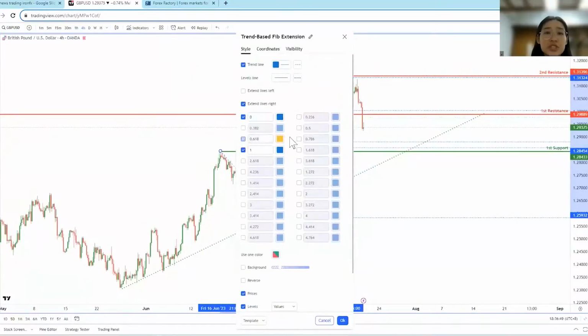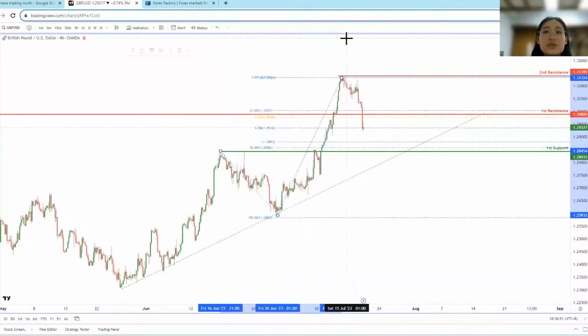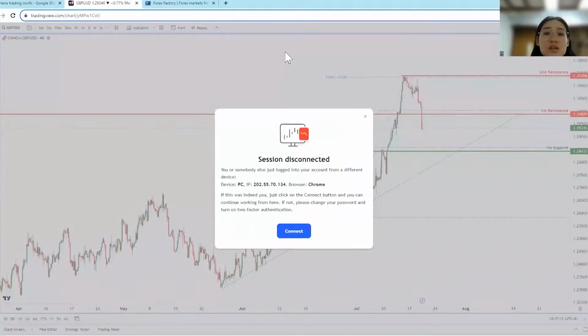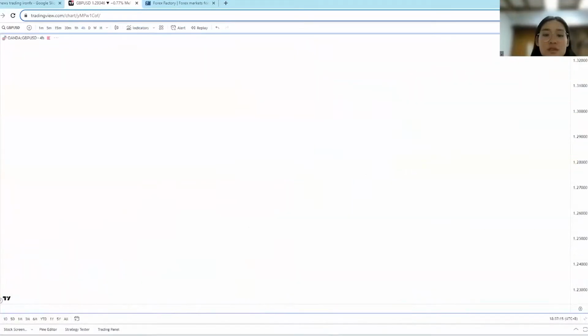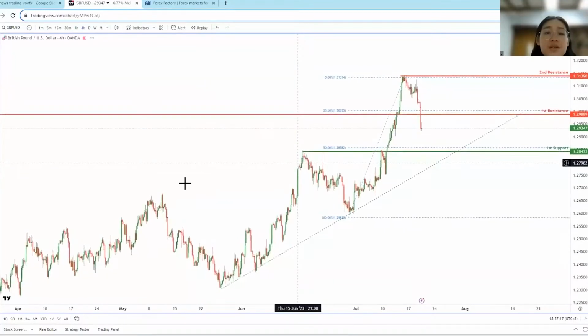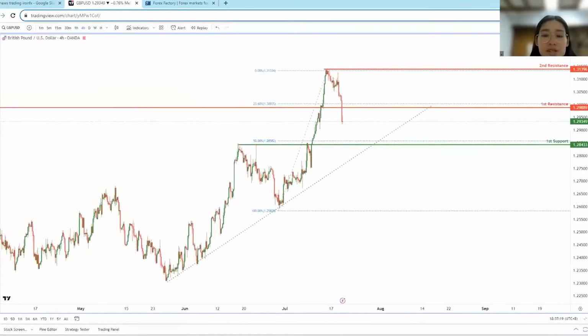Now for Fibonacci projection, we use these 3 levels: 61.8, 78.6, and 100%. And I can see, even though my 61.8 lines up nicely with my first resistance, it's no longer valid because price has already cut through this level. So none of the levels are valid. I'm going to remove this. Okay, I think that's all the levels that we have.